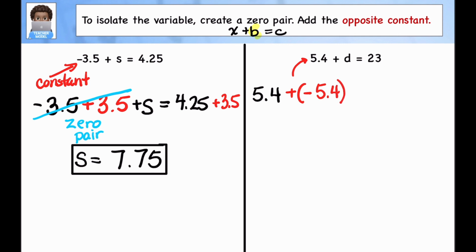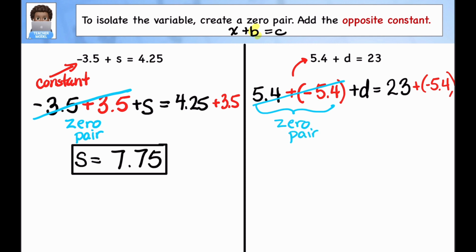Everything else stays the same on this side. And we're going to do the same thing to the other side: we have 23, and we're also going to add negative 5 and 4/10. Again, these two are going to make a zero pair. That's what makes it really easy on this side, and it's going to leave our d by itself, which is what we wanted.